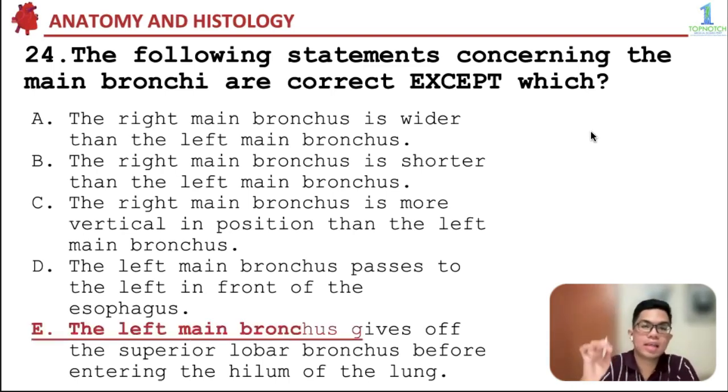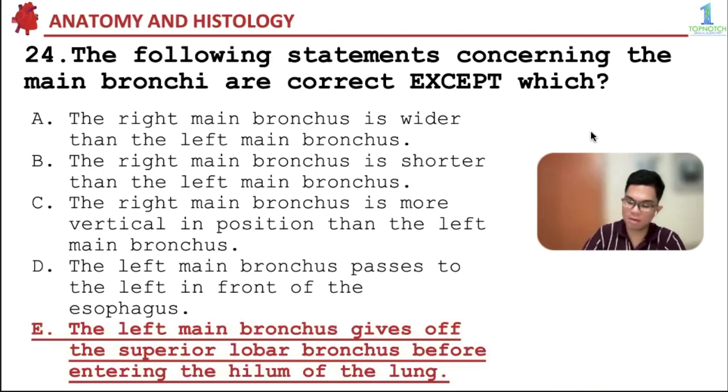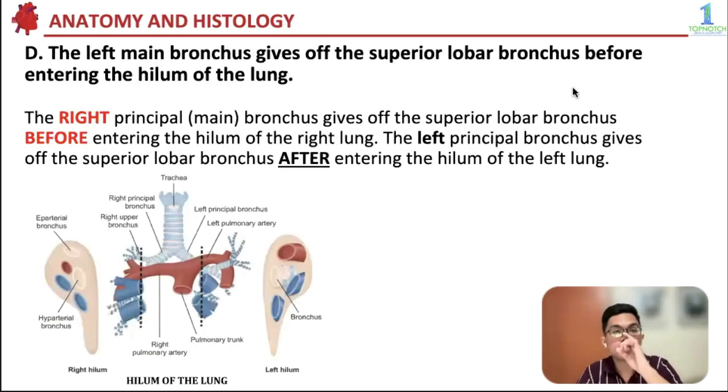Which of the following is not a true difference about the main bronchi? Correct answer is the left main bronchus gives off a superior lobar bronchus before entering the hilum. Kasi it's actually the right, not the left. Okay? So again, the right principal main stem bronchus gives off an eparterial branch before it enters the hilum. Whereas the left naman, it's only after it enters the hilum, dun siya mag-divide. So as you can see here, no? So it gives off this superior lobar bronchus before it enters the hilum.